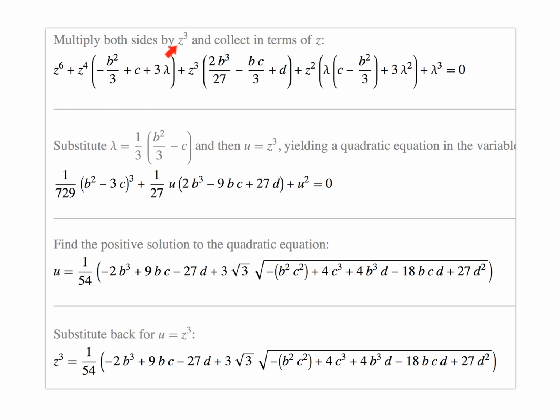After that, we multiply both sides by z cubed and collect in terms of z. So we get that thing over there, and then we substitute lambda equals 1 over 3 brackets b squared over 3 minus c, and u equals z cubed, so that we can use a quadratic equation to solve it. And yeah, that's why I didn't want to, because if you look at the quadratic equation, it blows up to these two massive things, and you have to substitute back for z cubed.